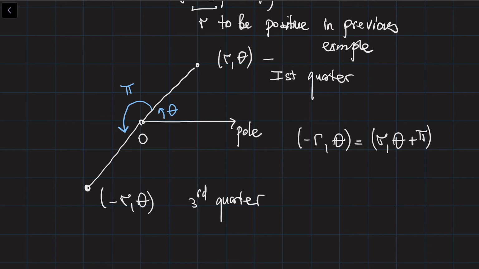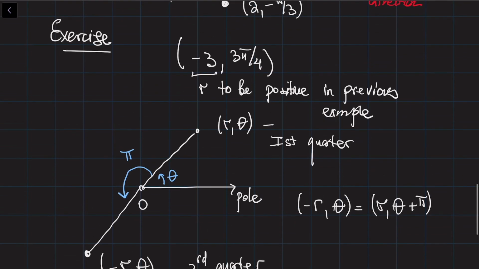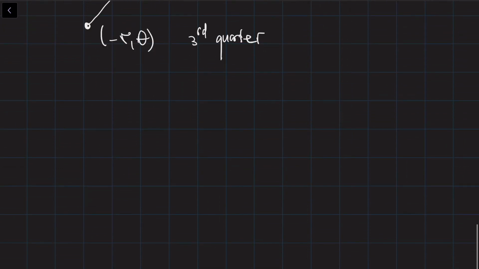So we can draw this point here in two different ways. So either we can draw the point with the coordinates 3 and 3 pi over 4, and then just find the one which is in the opposite quarter, or we can draw the point with the coordinates 3 and 3 pi over 4 plus pi. So let's do the first way.